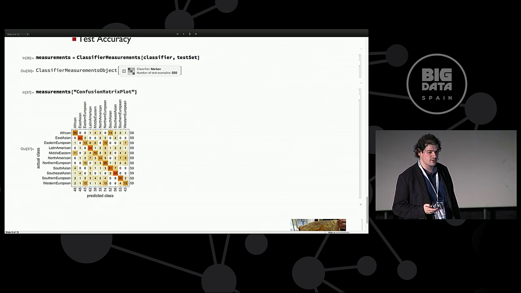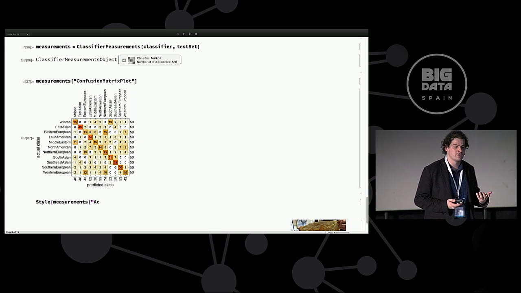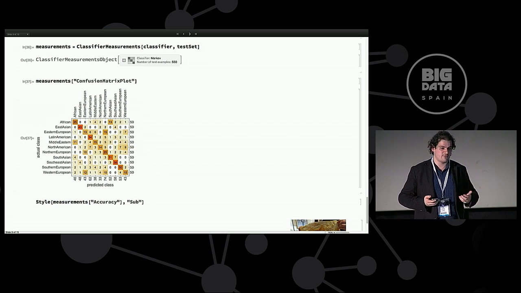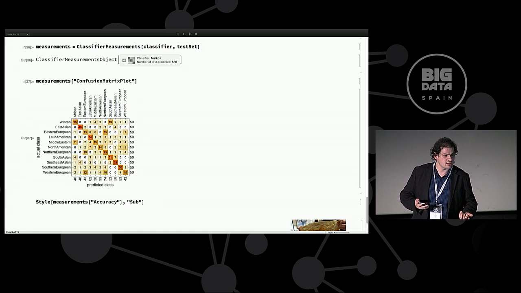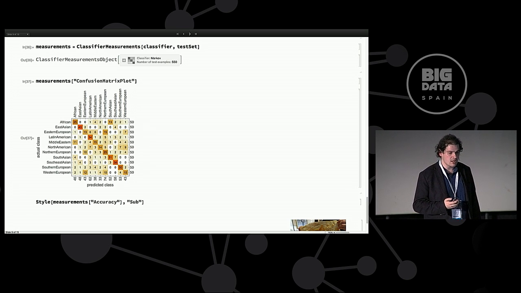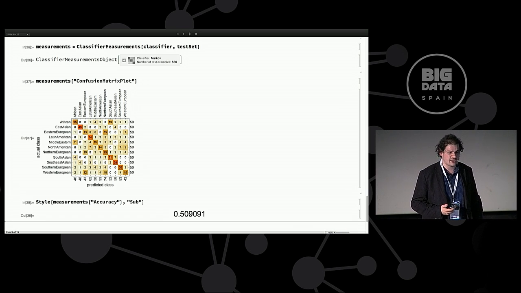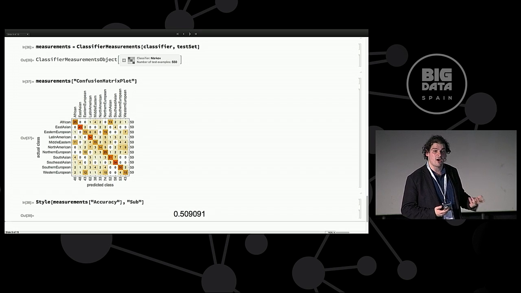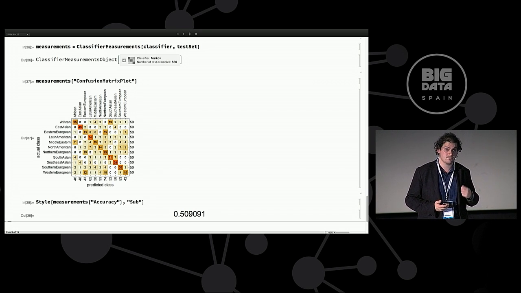So what we can actually do is ask, how accurate was this? Out of our examples, there's about 100 examples there or something. We can say that it was 50% accurate at identifying the cuisine, which is not too bad.